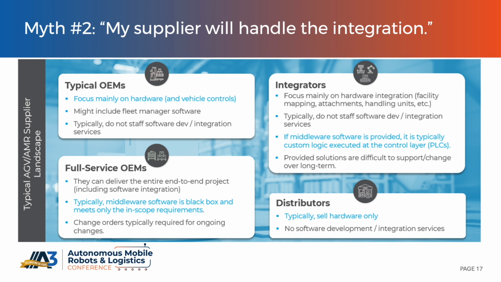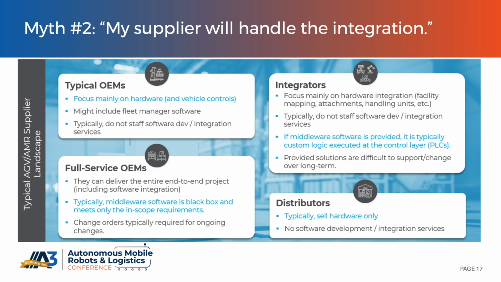So we're looking here at the four categories of AMR suppliers that are out there. You've got your typical OEMs that are focused mainly just on hardware. Now, obviously, there's software running on the robots, but they're all about the robots, the control of the robots. They may have some fleet management software that they developed as well, but they're typically not staffed for advanced integration and a lot of services involved to do complex custom integration out into the rest of your ecosystem.